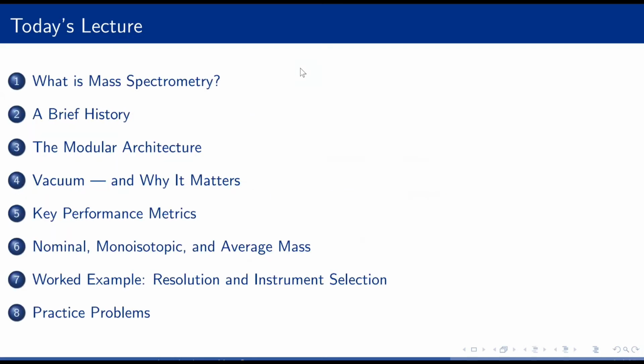Our path through the material is relatively straightforward. We start with the question, what is mass spectroscopy? We tour its history, short but important, because the landmark instruments we will use today trace lineages back more than a century. Then we move to the modular architecture, where every single mass spectrometer, regardless of manufacturer, fits the same 5-block diagram. If you understand the blocks, you understand the technique. Finally, we finish off with our worked example and practice problems.